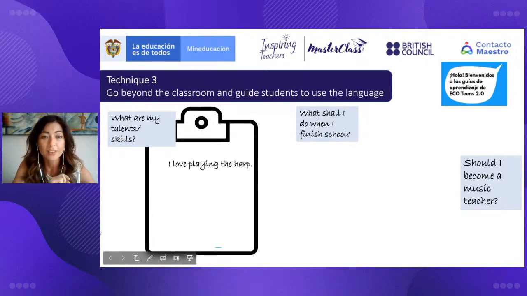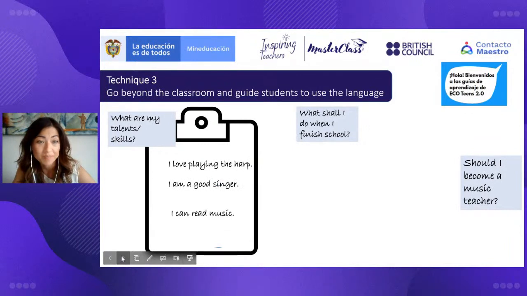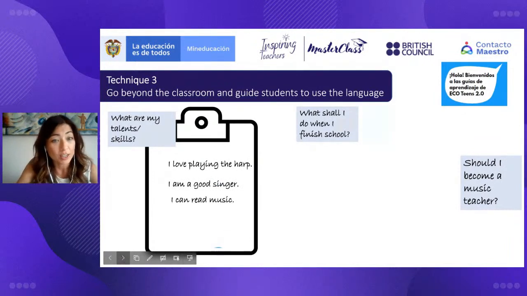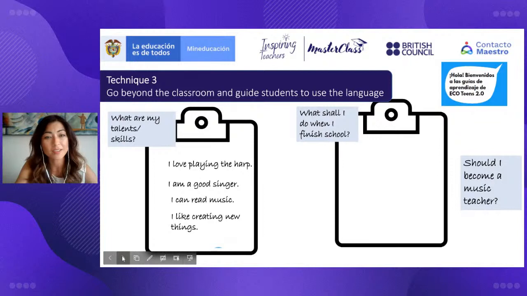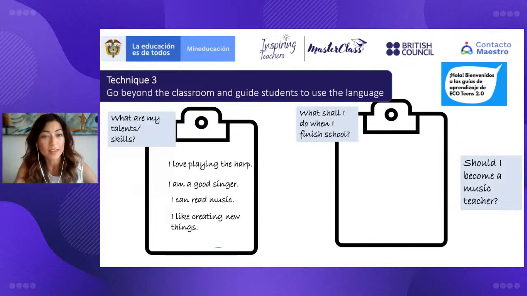If you can click the next, thank you very much. So for example, she loves playing the harp. She is a good singer, and she can read music, and she likes creating new things. So I think that this student has a pretty good talent, right? A musical talent, but there is more than that, right? Apart from talents and skills, what else can this student do?